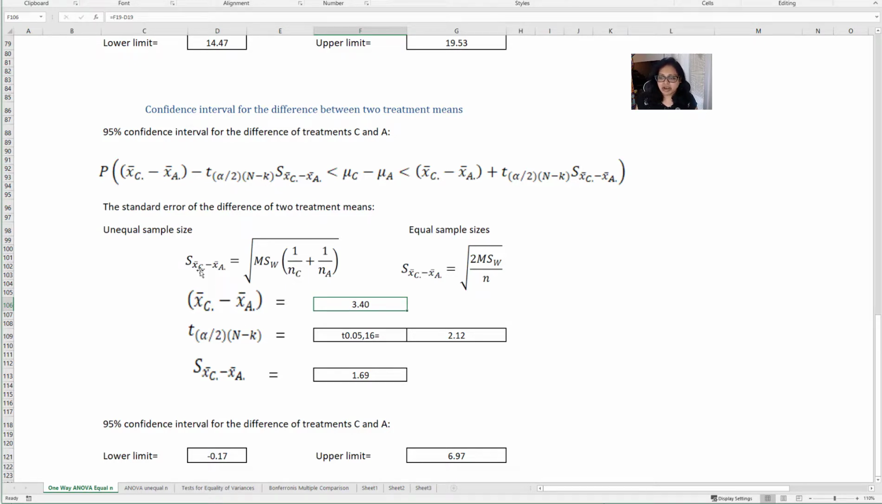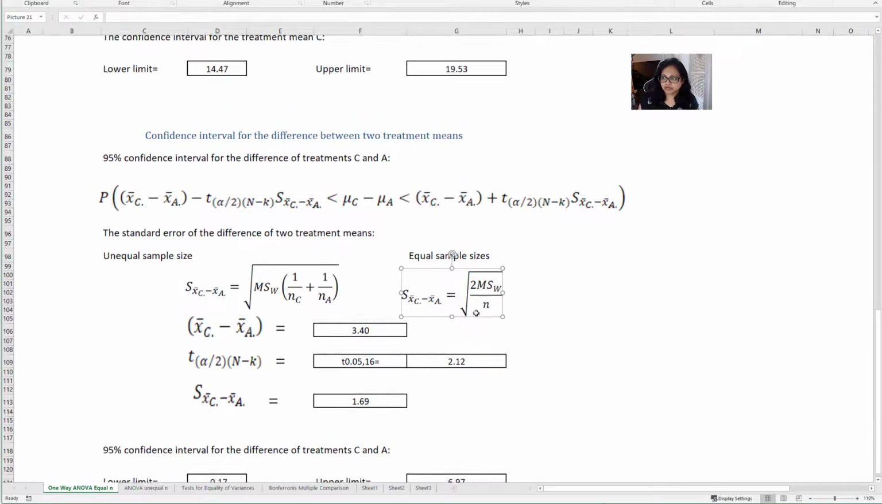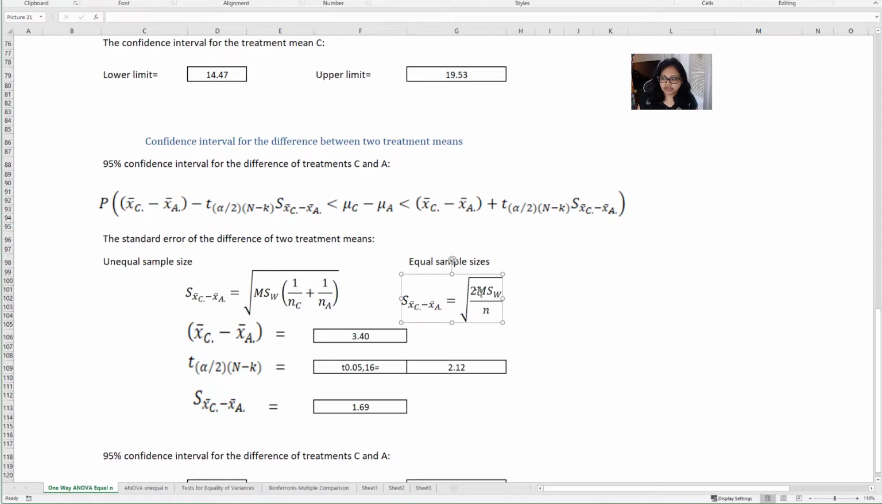If you have equal sample sizes, you can use this formula. If you have unequal sample sizes, you have to use each of those sample sizes. If the sample sizes are the same, you can just divide by the number of samples you have. We have equal sample sizes, so we are going to use this one. Similarly to what we used before, mean squared error divided by sample size, and since we have two of them, we multiply by 2. So 2 multiplied by mean squared error divided by sample size, and then take the square root.